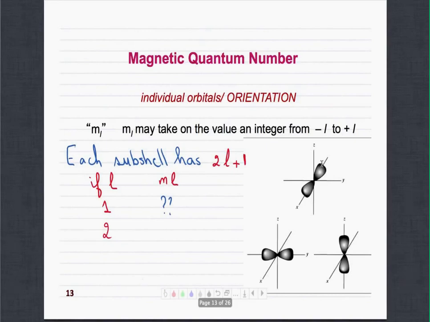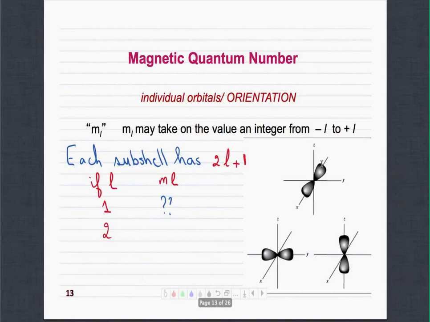So the third quantum number is ML, and it's called the magnetic quantum number. The magnetic quantum number tells me about the orientation, the individual orbital orientation. So ML also depends on L. ML can be any value from minus L through 0 to plus L.